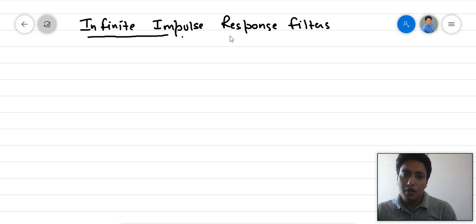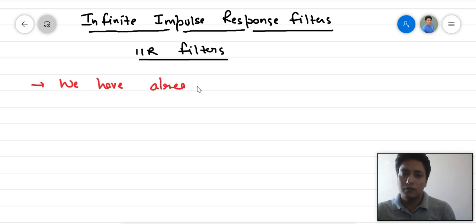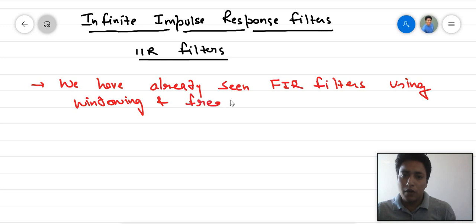So today we will start a topic that is IIR filters. We have already seen FIR filters using windowing and frequency sampling method.